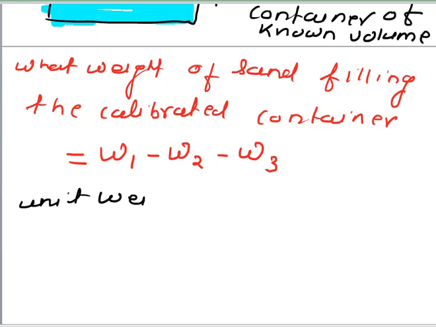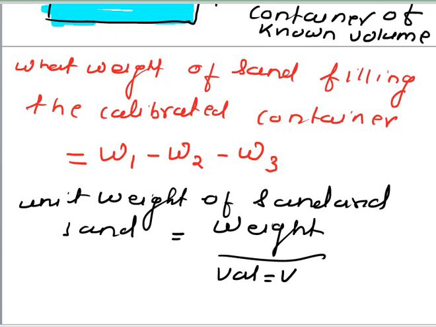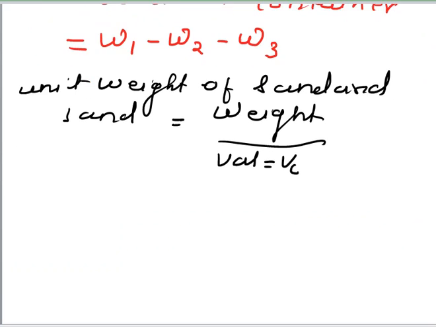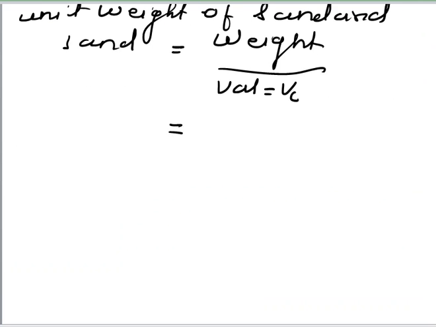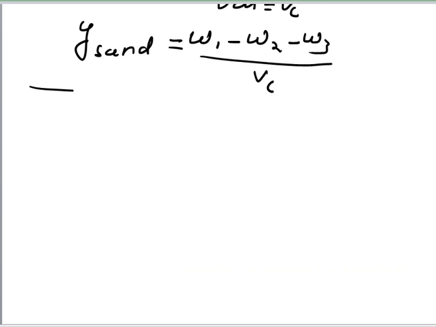Okay, so unit weight of standard sand will be weight over volume, equal to VC, the volume of the calibrated container, which equals W1 minus W2 minus W3 divided over VC. This is gamma standard sand. Now having this, let us move towards the second stage of this experiment.